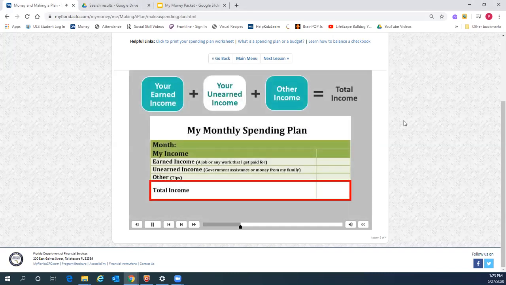Add your earned income, your unearned income, and the number in the other box to get your total income. Put the number that you got in the white box that says total income. Now you are ready to move on to Step 2.